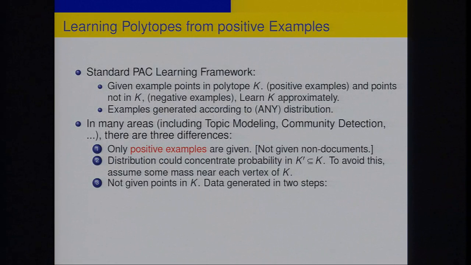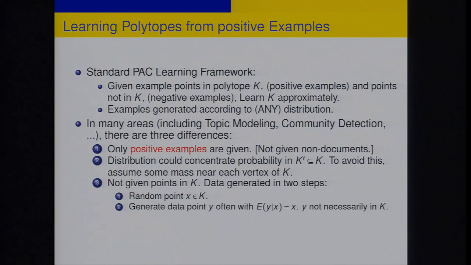The data is often generated in two steps. I'm not going to give you plain good examples in K. I pick first a random point X in K for picking one data point. This is a generation process. And then I pick data point Y. All I tell you is that the expected value of Y given X is X. X might be the probability vector with which you generate Y, as you'll see. So Y is not necessarily in K at all. The problem is I'm giving you IID samples of Y, but not X, not points necessarily in K.